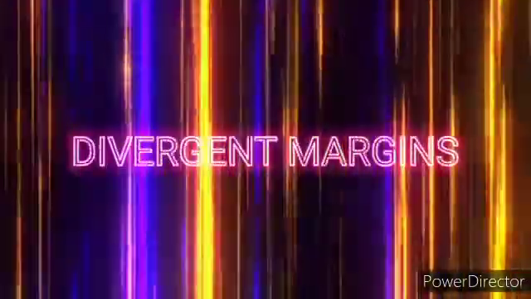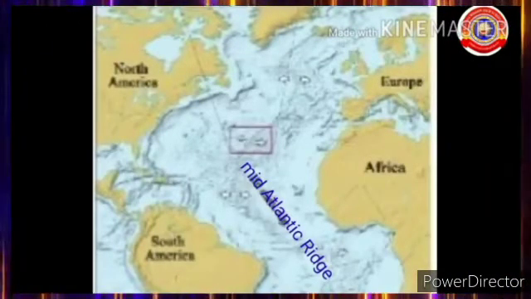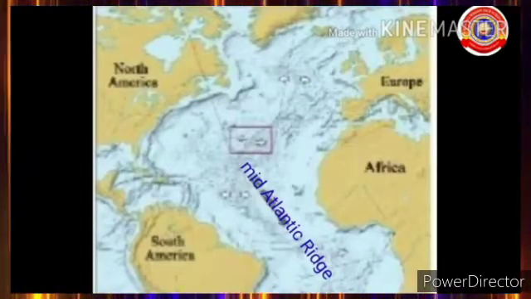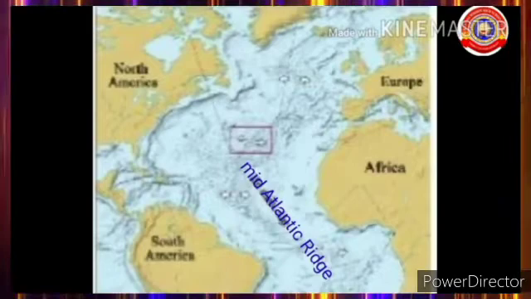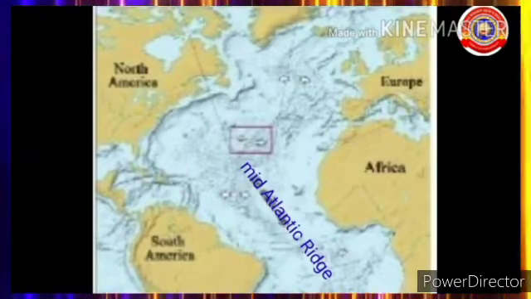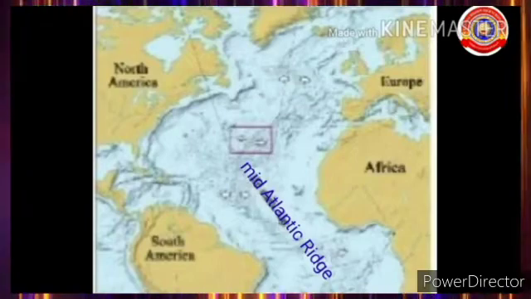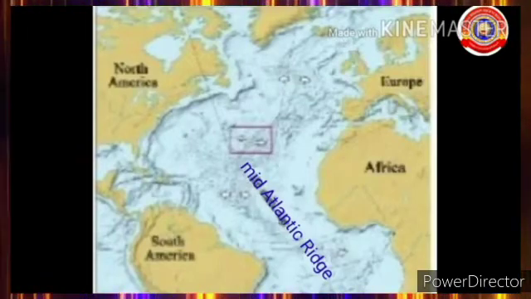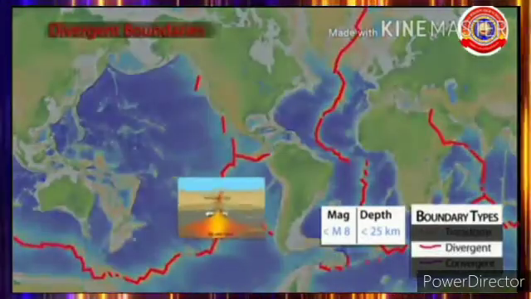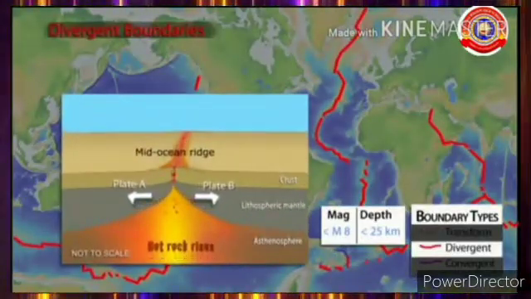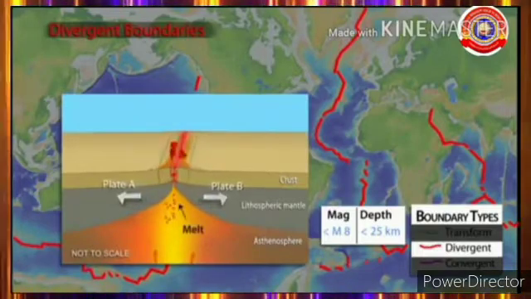Next one, divergent margins. Observe the diagram and identify the type of plate margin between the African plate and the South American plate. A 14,000 km long north-south oriented mountain range has been formed in the Atlantic Ocean. This mountain range, known as the Mid-Atlantic Ridge, has been formed as a result of the divergence of the African plate and the South American plate.